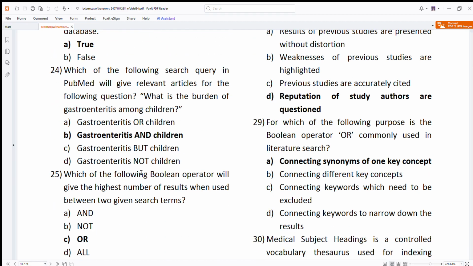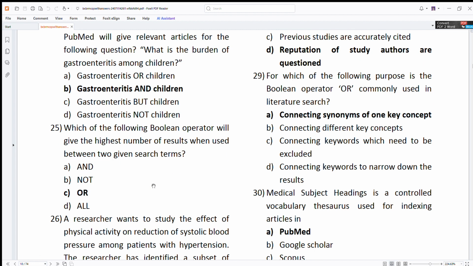Then which of the following Boolean operators will give the highest number of results when used between two given search terms? Yes, or. Absolutely right, because if you use and or not, that can, but or will give the highest. And, or, not are three Boolean operators. All is not a Boolean operator.